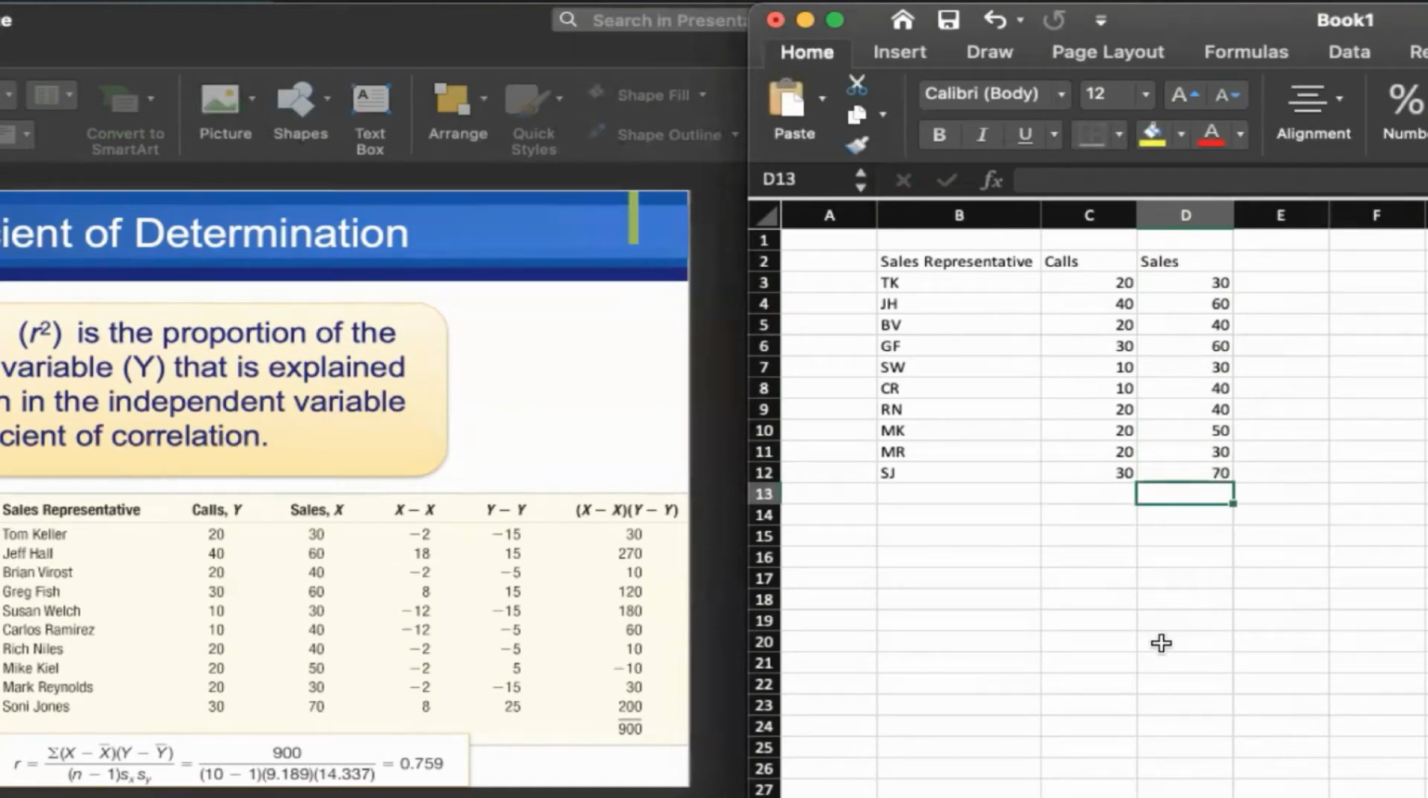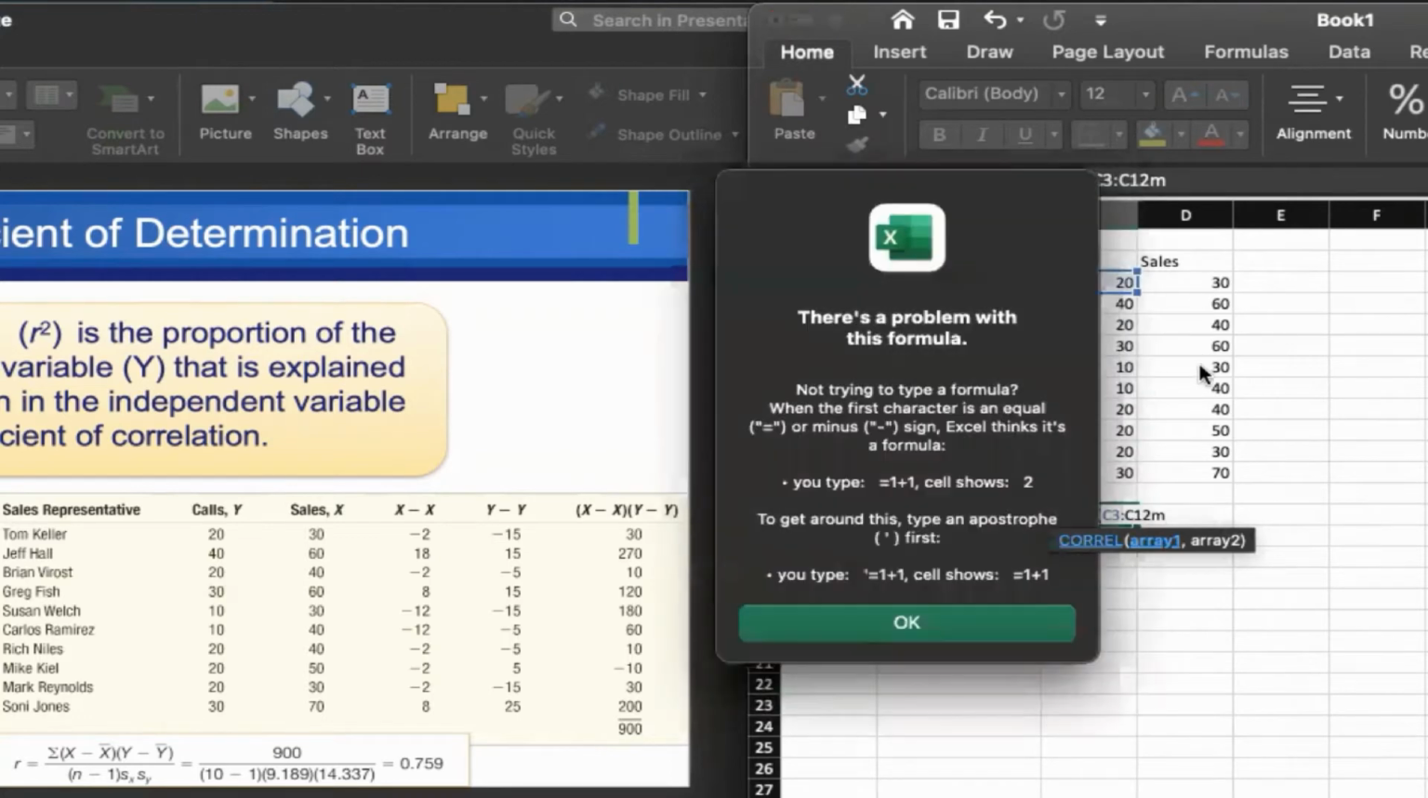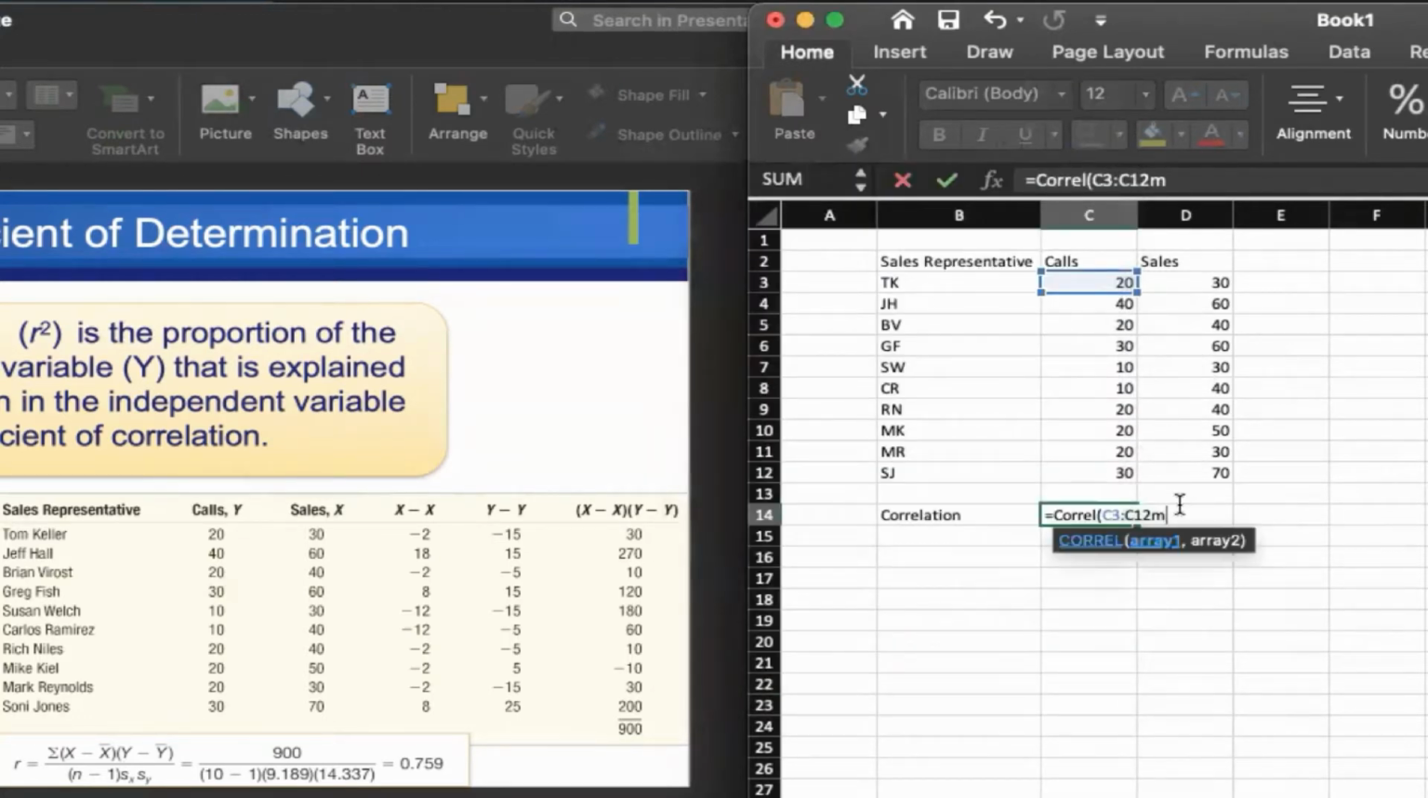Okay, now I have the data, and now I'm ready to run the analysis. First of all, for the correlation, I would simply use the CORREL function, and then array 1 is this, and array 2 is this. So I know the relationship is 0.759.